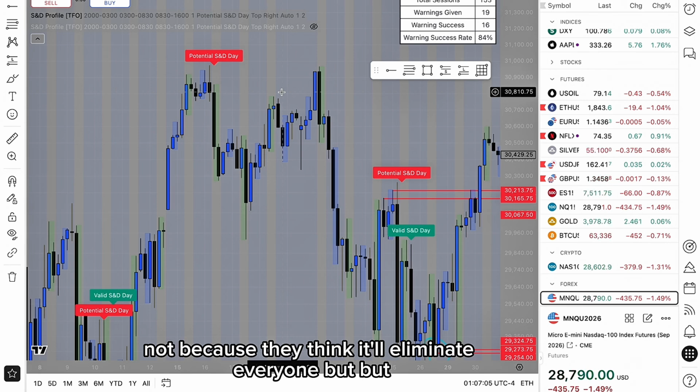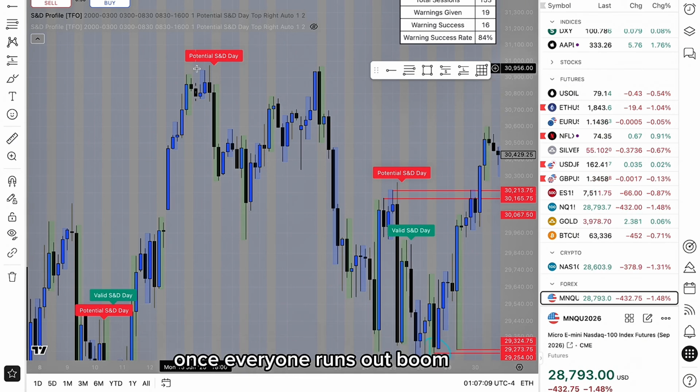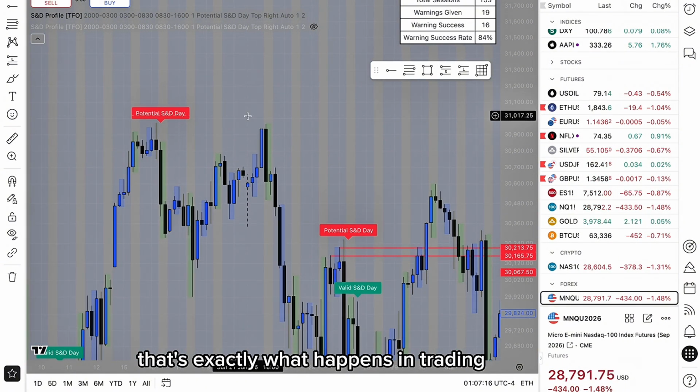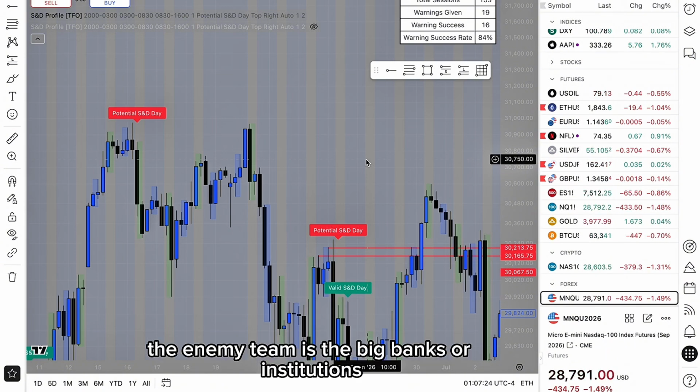Not because they think it'll eliminate everyone, but because they know everyone will run out. Once everyone runs out, boom, easy shots. That's exactly what happens in trading. The rock is equal to previous high or low. The players are the traders. The grenade is the liquidity sweep. The enemy team is the big banks or institutions.